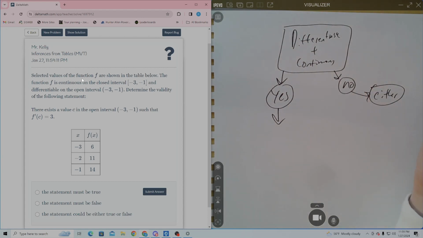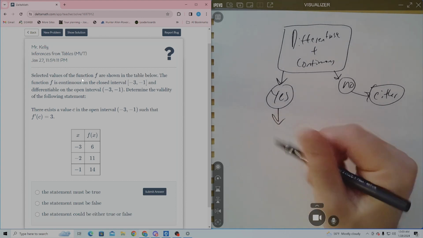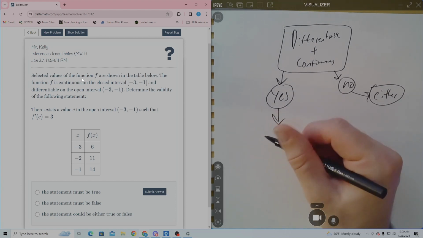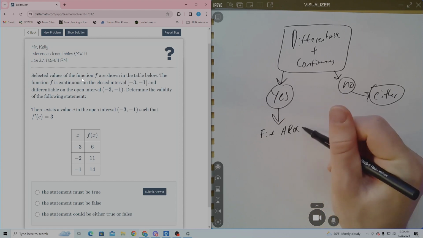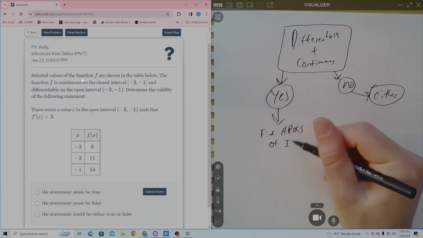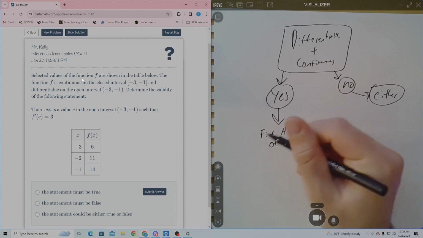So here it says it is differentiable and continuous. There exists a value c such that derivative of c is 3. Okay, so then basically this is like find AROCs of intervals. That'll be the next step.